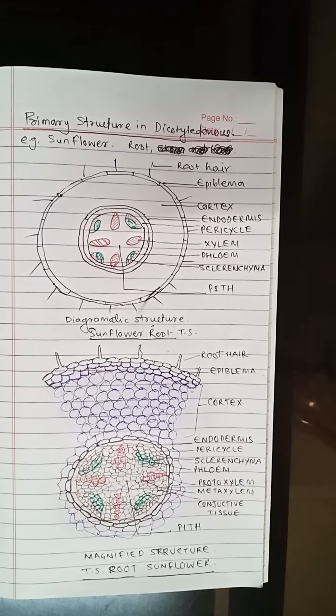Good morning, students. From today we start with unit 4. In this unit we have to study the internal structure of, that is, the primary structure of dicot stem. Example is sunflower.